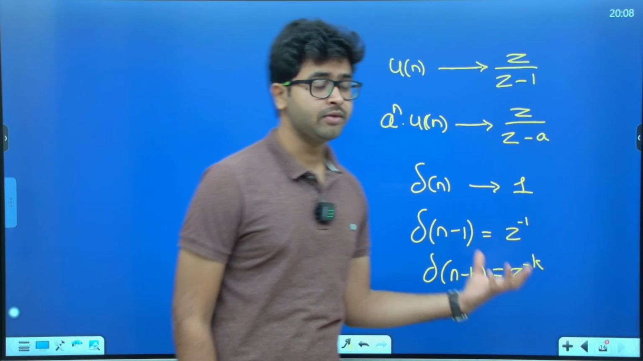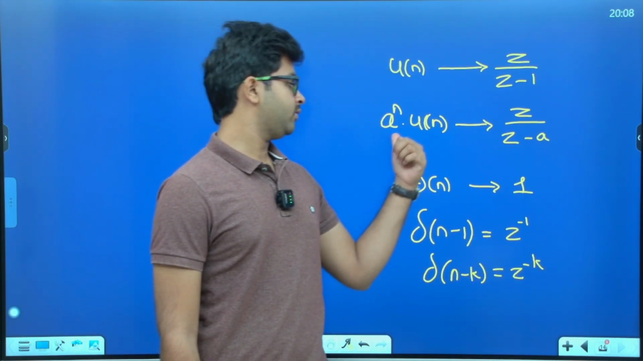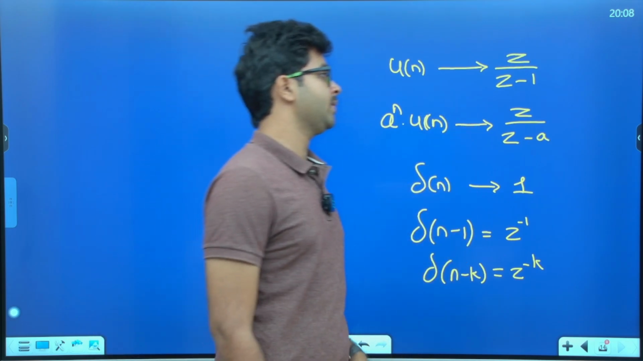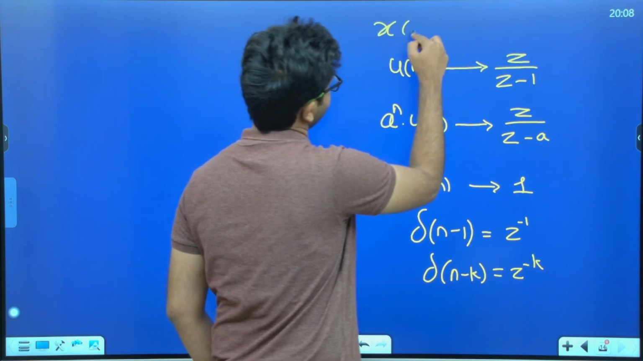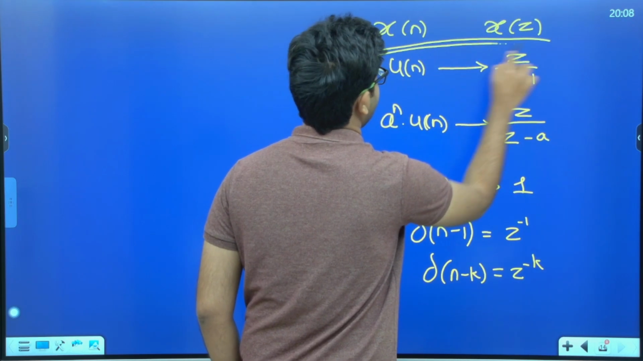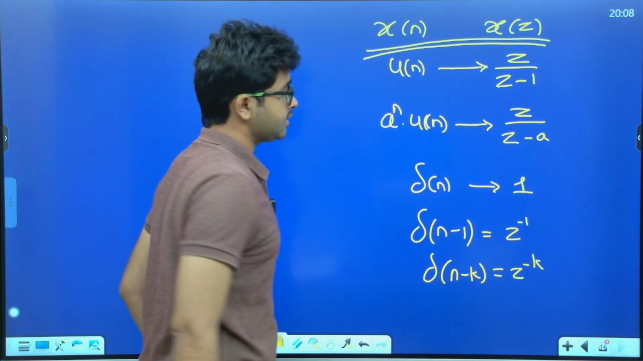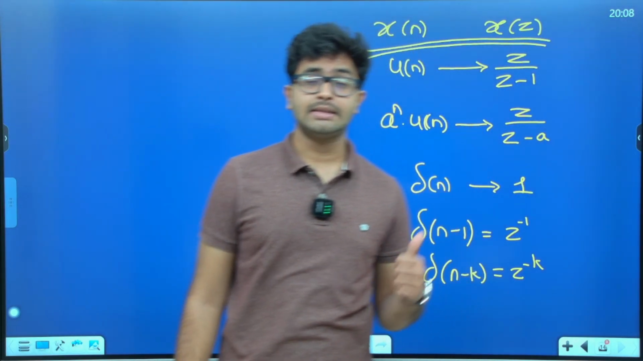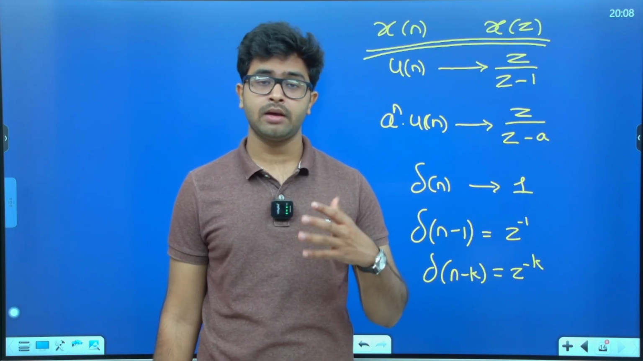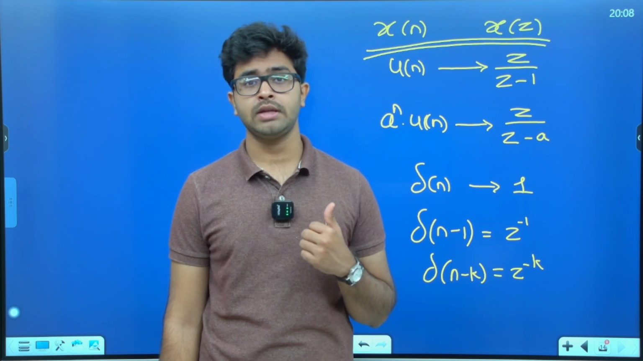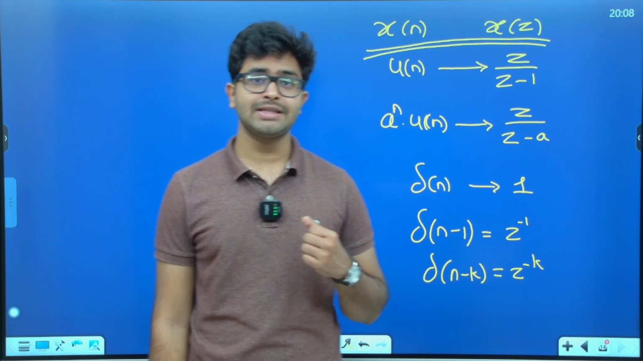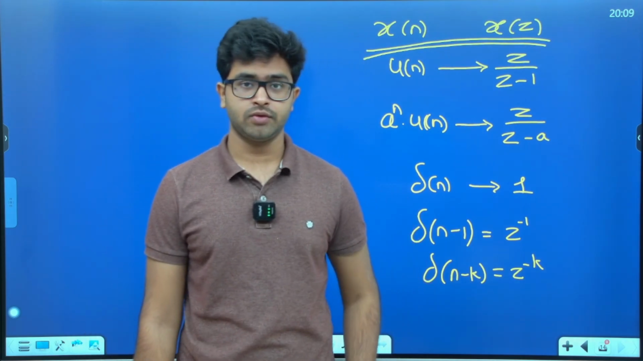As a summary, we can understand that if u of n and various types of time domain signals are given, their z transform will be like this. This is the x of n, and this is the x of z. At the start of the next lecture, we will again discuss this part, because we need to understand the inverse Z transform. Up till now, we have discussed examples on the Z transform, and also the various techniques for solving the Z transform. In the next lecture, we will see the inverse Z transform. Thank you.